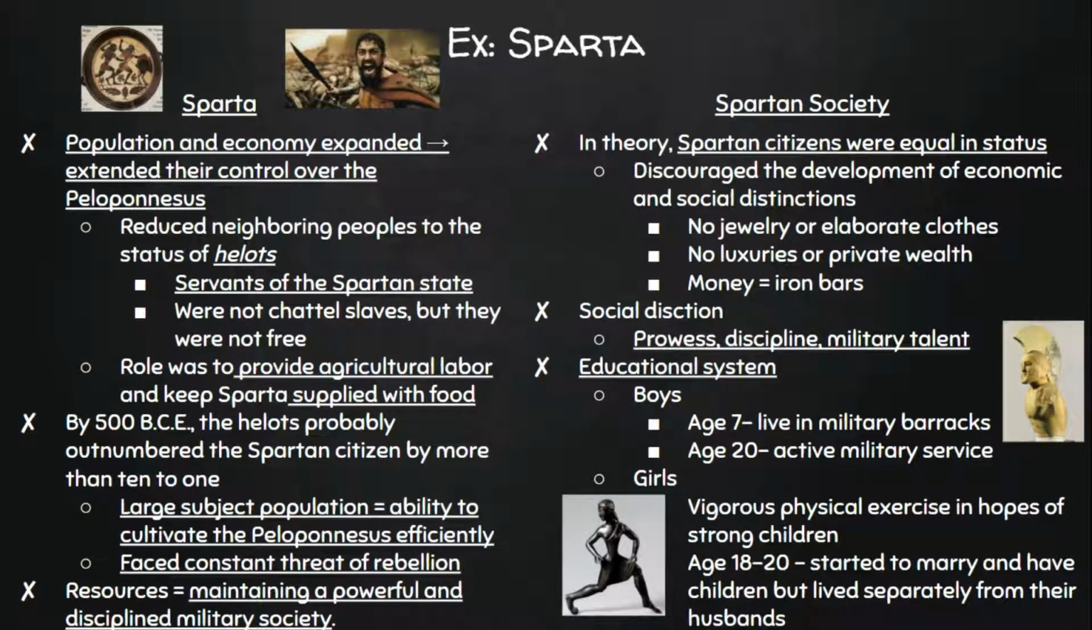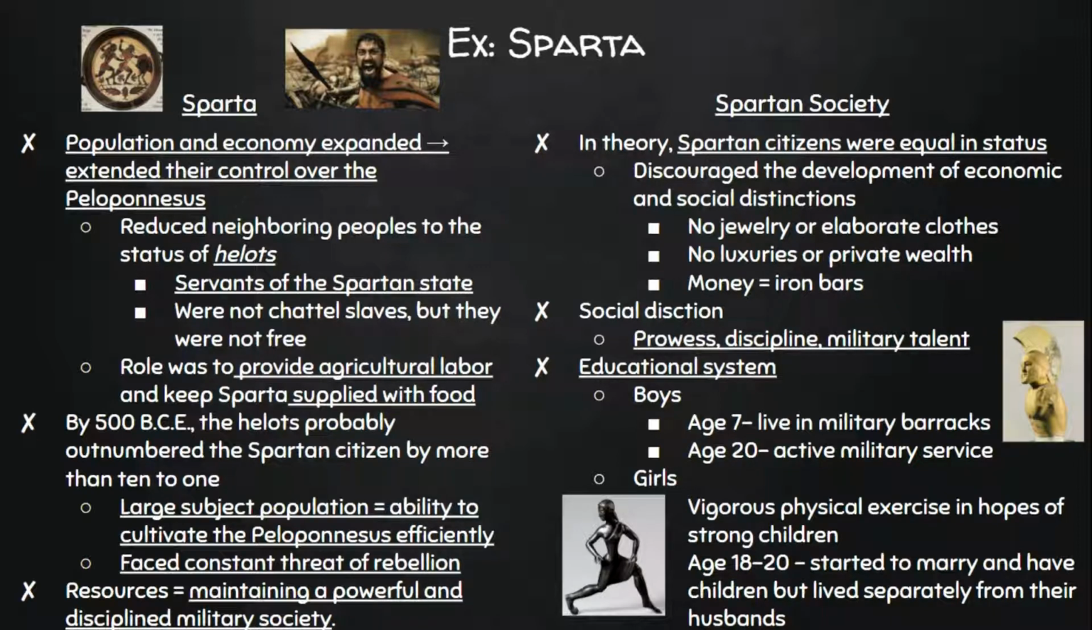Looking at Sparta as a whole, as the population and economy started to expand, they reacted by extending their control all over the Peloponnesus, to the point where they started to reduce their neighboring peoples to the status of helots, which are servants of the Spartan state. They weren't chattel slaves, but they weren't free either. They weren't chained to do their duties, and yet they couldn't run away. Their main role was to provide agricultural labor, as well as to keep Sparta's food supply up and running.